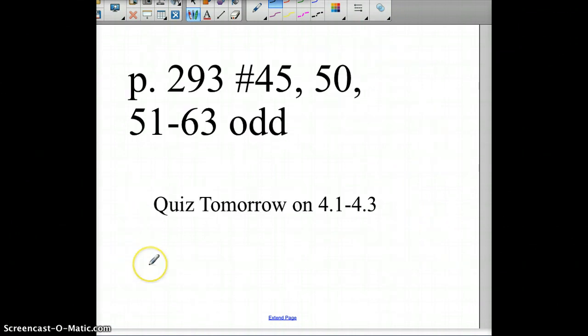Your homework, page 293, 45, 50, and 51 to 63 odd. Quiz tomorrow, remember, on 4.1 to 4.3, not including 4.4.